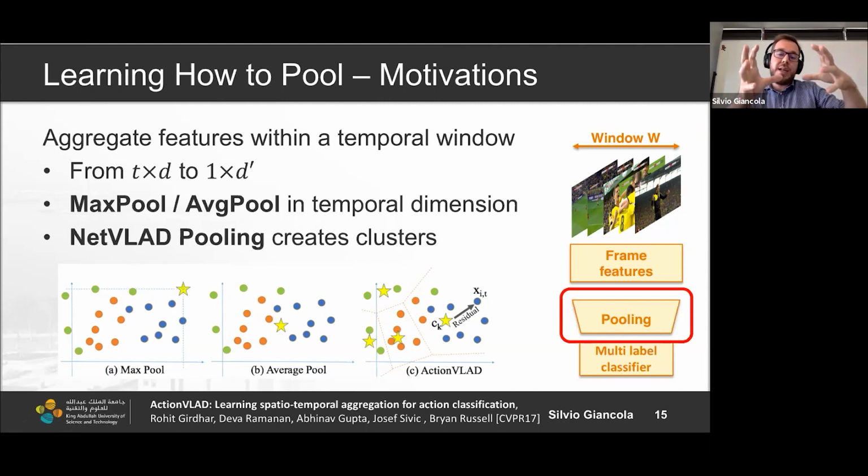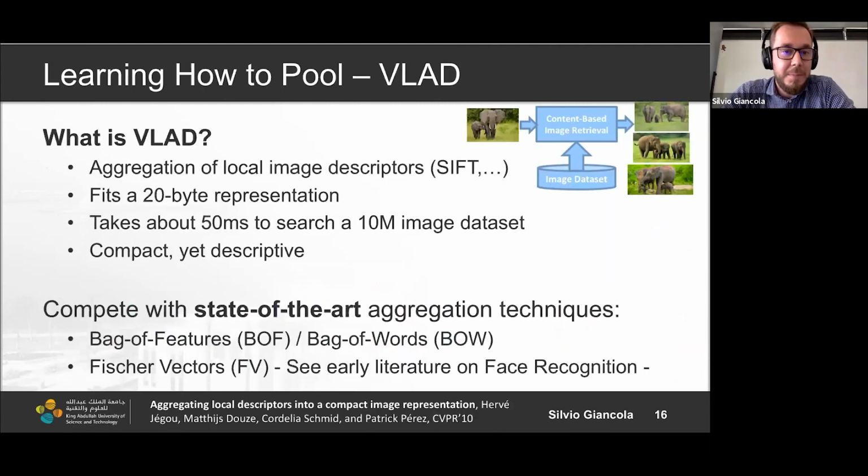Now I will introduce how NetVLAD works, starting with its first work called VLAD. VLAD was introduced in 2010 by Hervé Jégou's group, in a paper called Aggregating Local Descriptors into a Compact Image Representation. So it was not originally meant for videos, it was meant for image retrieval, okay? VLAD stands for Vector of Locally Aggregated Descriptors.